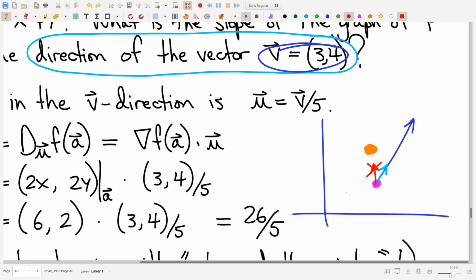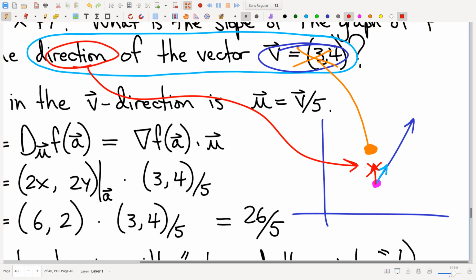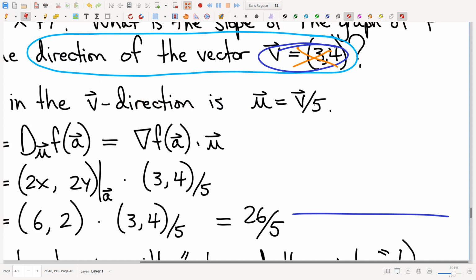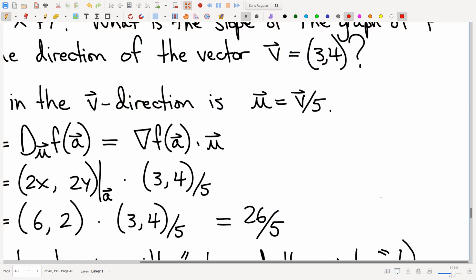You're going to get a really, really wrong answer if you mistakenly interpret this as being the point 3, 4. Then you will get the wrong direction there. Okay, so please be careful about that. And we move along now to the next example.